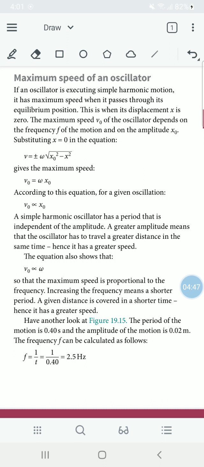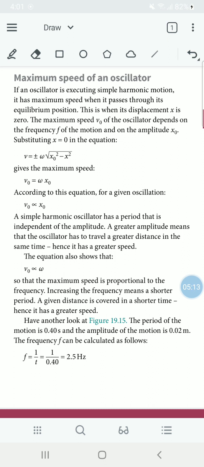So as a result, you can say that Vo is directly proportional to angular frequency omega as well, so the maximum speed is proportional to the frequency. An increase in the frequency means a shorter period. A given distance is covered in a shorter time, hence it has greater speed.